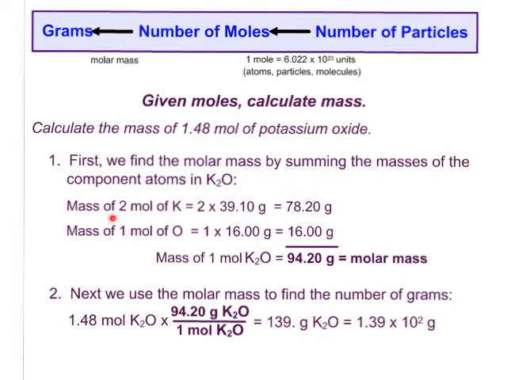I have 2 moles of potassium, right? There's 2 moles of potassium in potassium oxide. 2 times 39.10 grams gives me this.